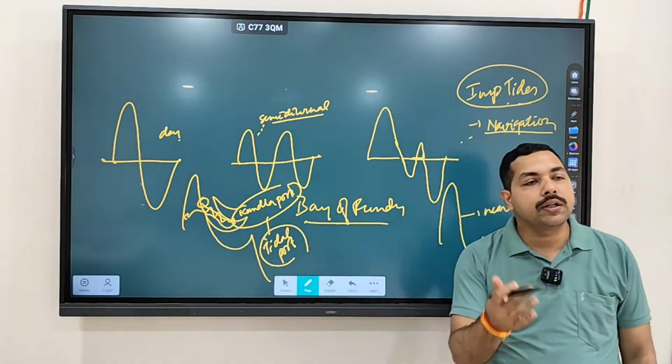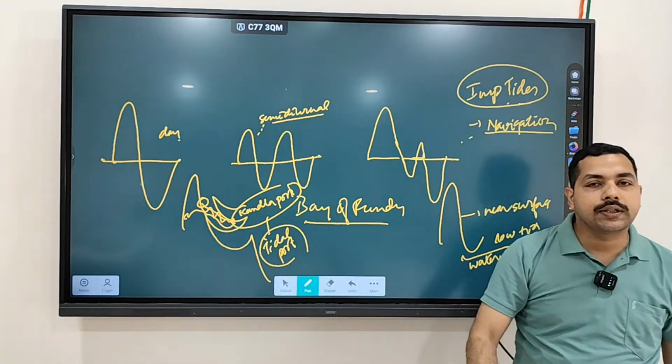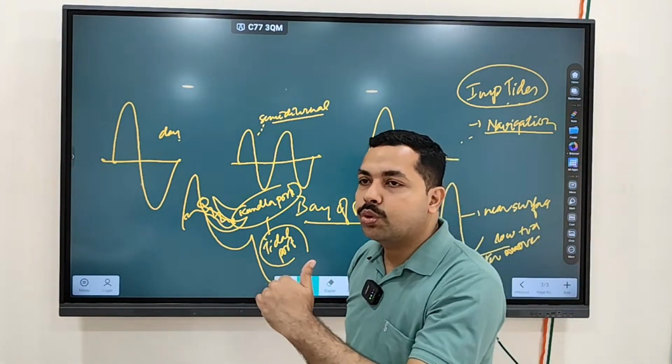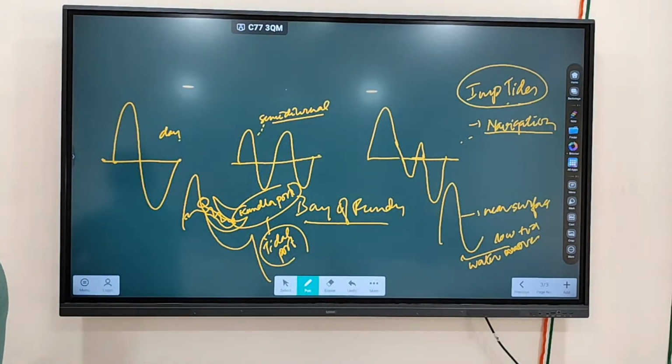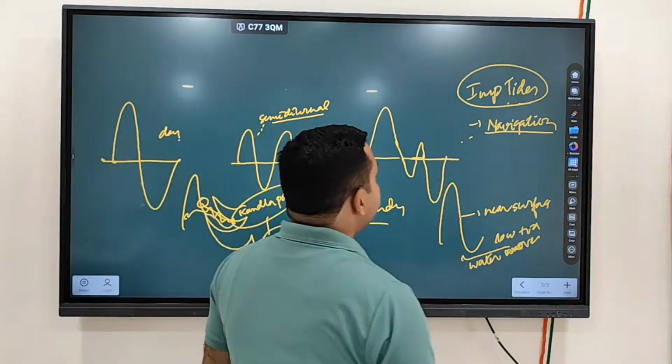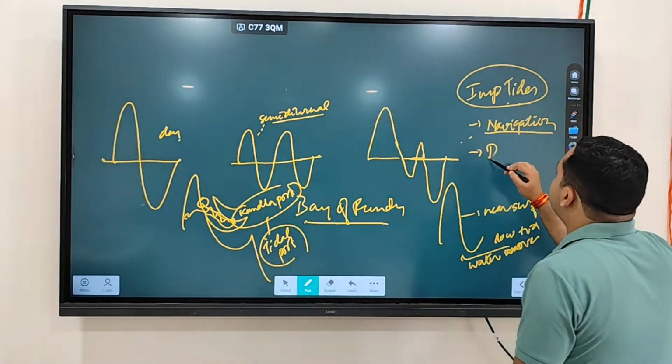Tides are helping in navigation. Whenever high tides are there, more water comes near the surface and ships can come near the coast. When low tide is happening, water is moving away, so ships can also move away. That's why this port is referred to as a tidal port of India. Clear? Second thing, tides also help in desilting.